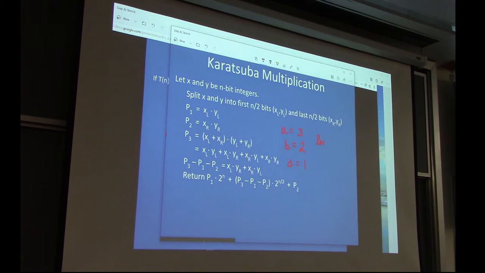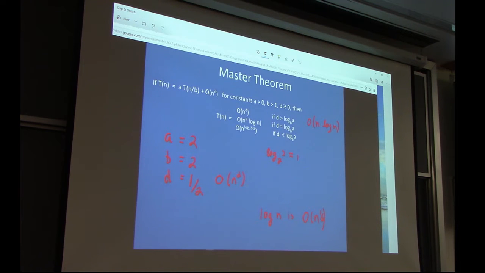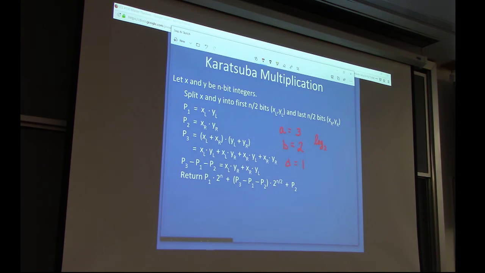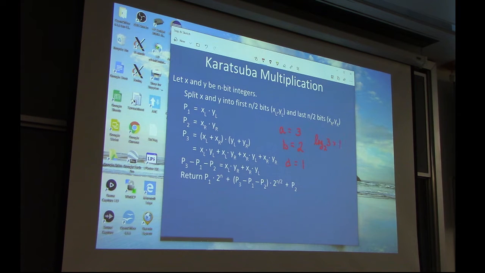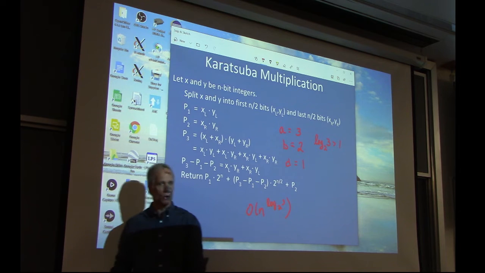So what's the log base 2 of 3? I don't know what it is, but it's greater than 1. So we're in the case where log base B of A is greater than D. So what's the answer in that case? O of n to the D. So it's O of n to the log base 2 of 3. How does that compare to O of n squared? It's better. Log base 2 of 3 is less than 2.